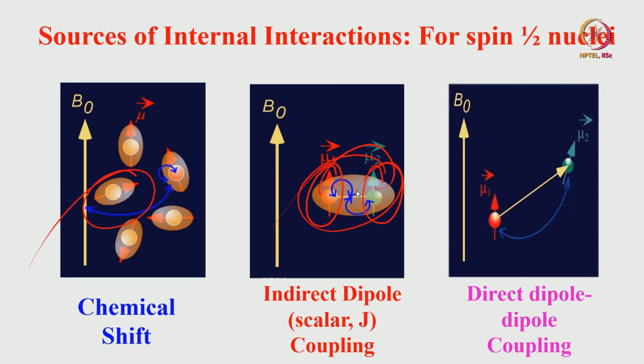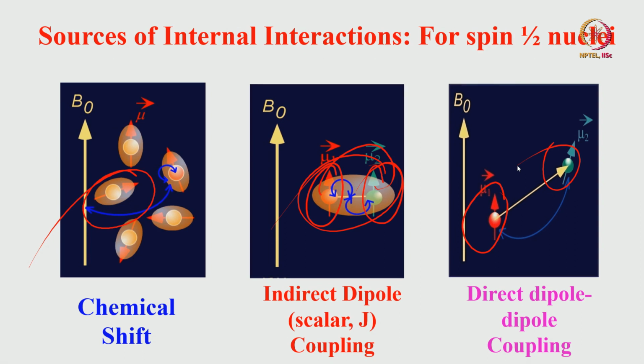And the third one is a dipole-dipole interaction. It is the interaction between two nuclear spins, but there is no need of a covalent bond. It is a spatial interaction. Interaction can take place between two spins which are close in space. It is like each spin is a tiny magnet.